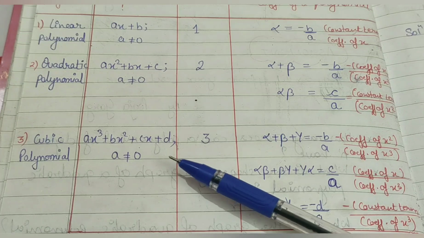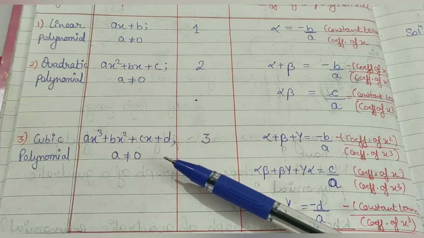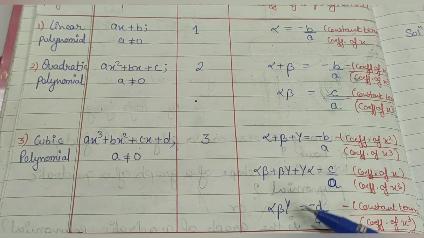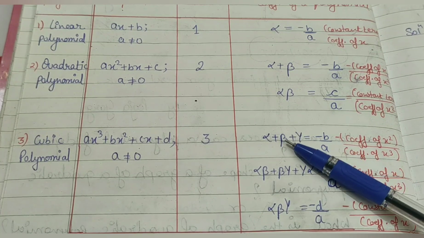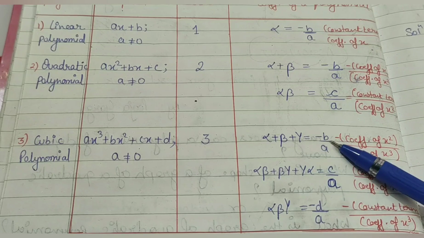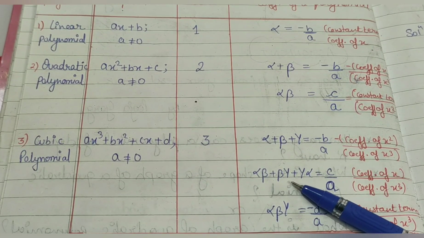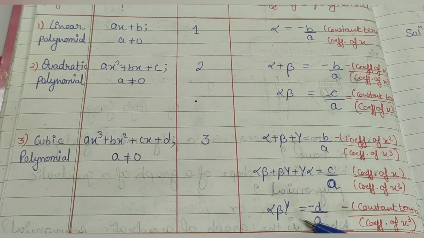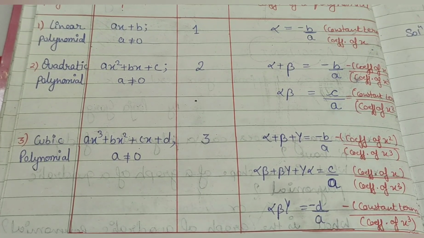In this, the standard form is ax cube plus bx square plus cx plus d, where a is not 0 and number of zeros 3, and here we have three relationships between the zeros of the polynomial. So here first is sum of the zeros, that is alpha plus beta plus gamma is minus b upon a. Second is sum of the product of two consecutive zeros, that is c upon a. And the third one is alpha into beta into gamma, means product of zeros, that is minus d upon a.